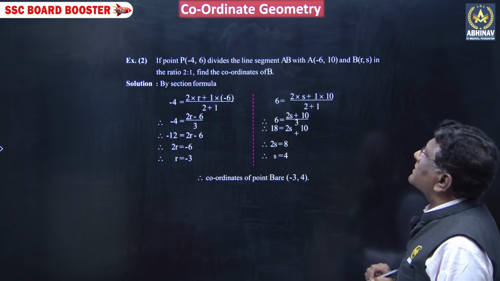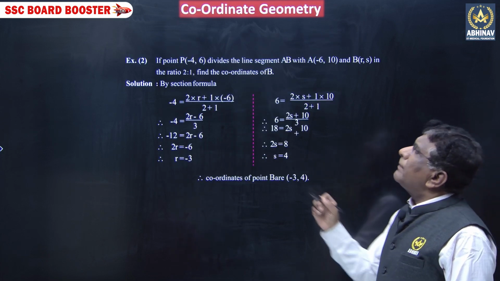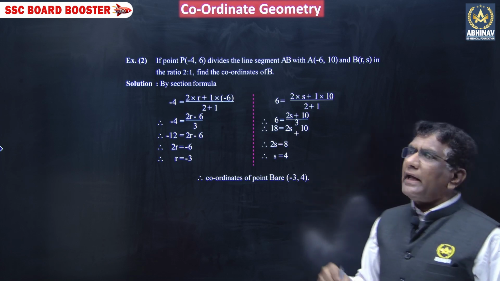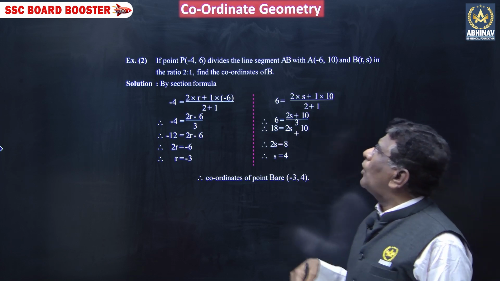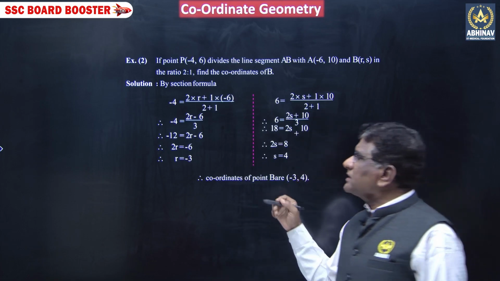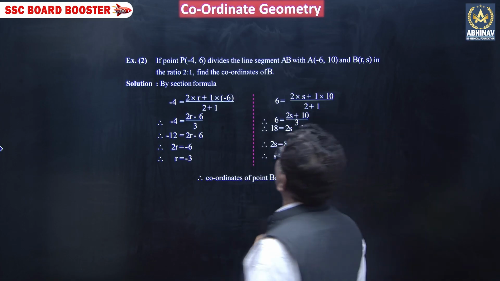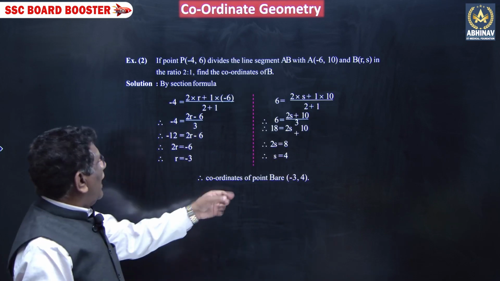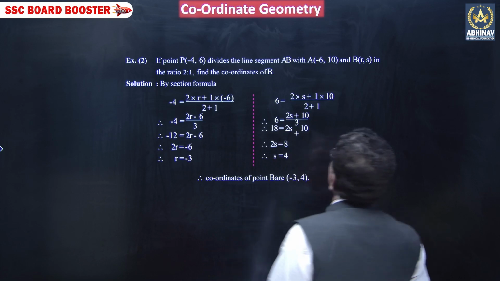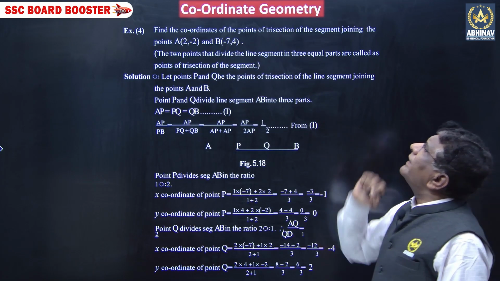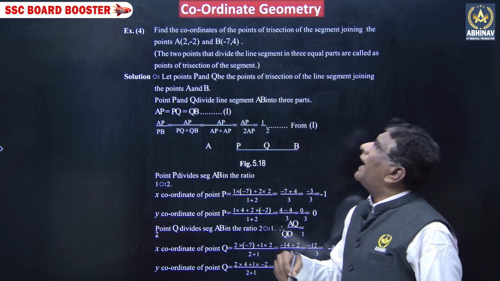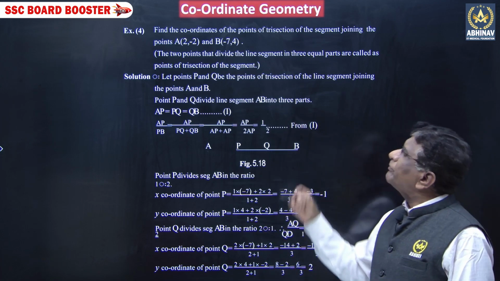Next, coming to the next example, see here, example number 2. A point P (minus 4, 6) divides the line segment AB with these particular coordinates, and we have to solve this by the section formula. In this particular example we also have to find the coordinates of B. So next example, find the coordinates of the points of intersection of the segment joining the points A and B, and some coordinates are given.